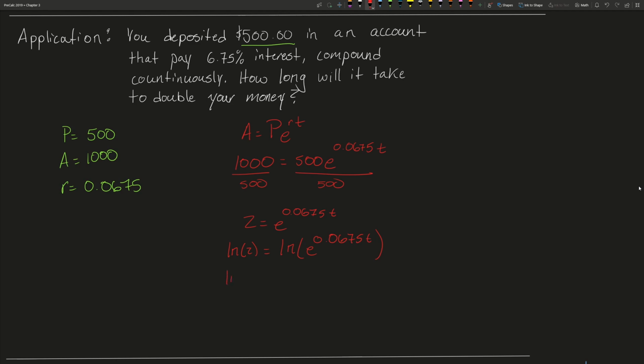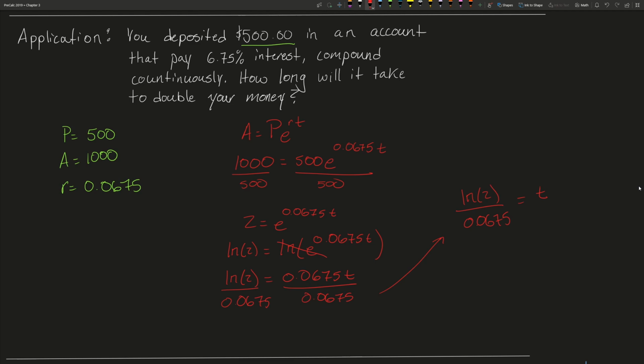The left-hand side will stay the same. On the right-hand side, this natural log and the base of e will cancel, so we're just left with 0.0675t. And then we can just divide by this rate. And when we do that, we will get the natural log of 2 divided by 0.0675 will equal t. And we can plug this into our calculator and just get a number.